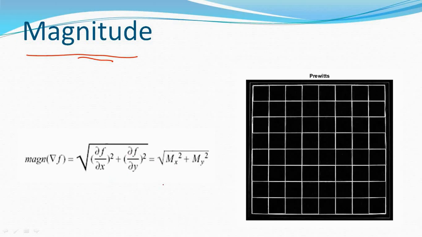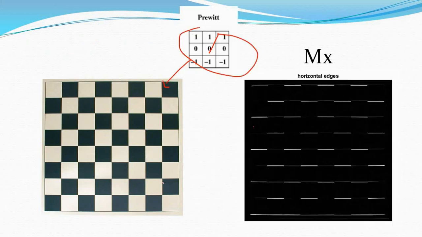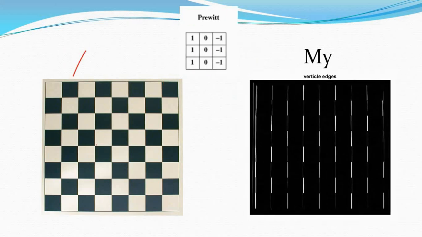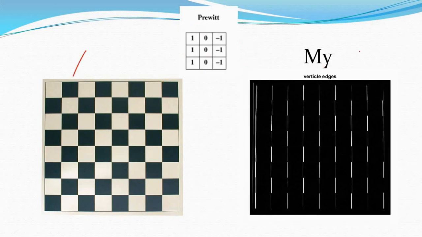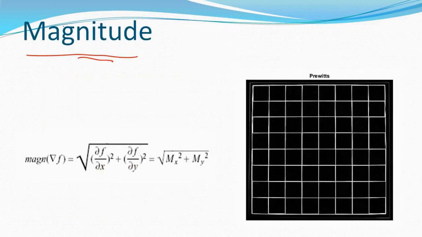So what we do first is we take the image, we put the x filter on it, we put the y filter on it, we get two different images, mx and my, and then we take the magnitude by this formula, root of mx square plus my square. That's it. So this is the final edge detection output. You can see how clearly the edges are detected over here.